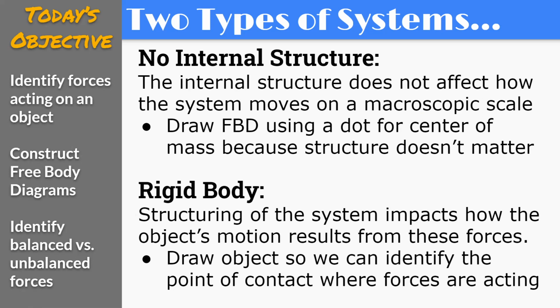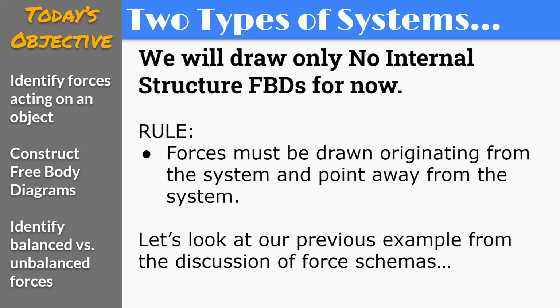However, sometimes it matters where those forces are applied, and if that is the case, you're going to use a rigid body diagram. In a rigid body diagram, the structure of the system impacts the object's motion, or how that object's motion results from the forces being applied to it. And so for a rigid body system, we draw the object so we can identify the point of contact where the forces are acting. For right now, all of our free body diagrams are going to have no internal structure. We're not going to do rigid body yet. We'll do them later on, I promise.